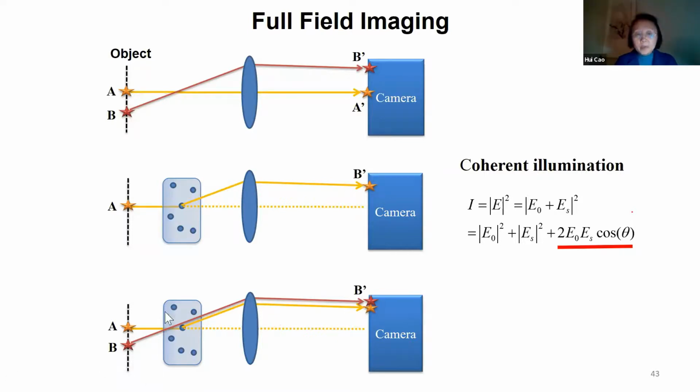But if we illuminate this with a random laser, which is spatially incoherent, then the light from A and B are incoherent with each other. So in this case, we're adding the intensity together, not the field. Then all this interference effect will be gone, because the scattered light is much less than the original light. Therefore, we can still see the image.